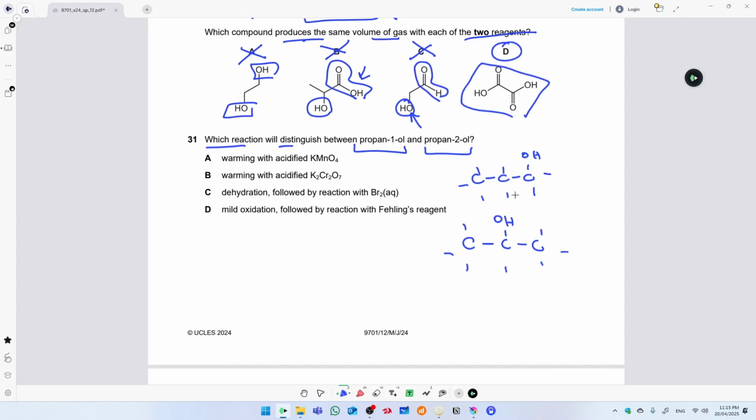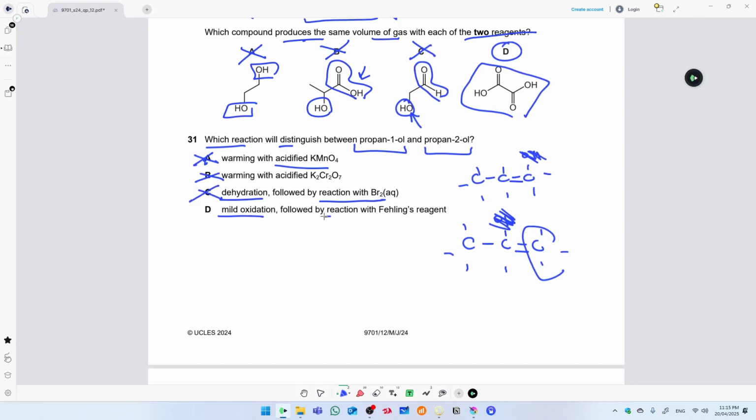So if you look at the structures, the iodoform test would actually distinguish between these two, but it's not here, so throw that out. Let's see. Warming with acidified dichromate, no, they will both get oxidized because none of them is a tertiary alcohol. Dehydration followed by reaction with Br2. If you dehydrate this, it will form this, and if you dehydrate this, it will form the same alkene. So they will both react with Br2 the same.